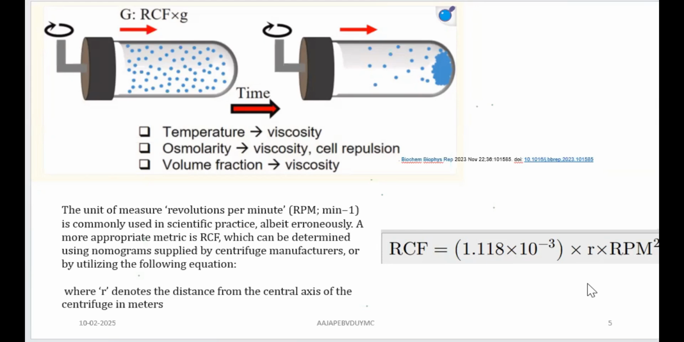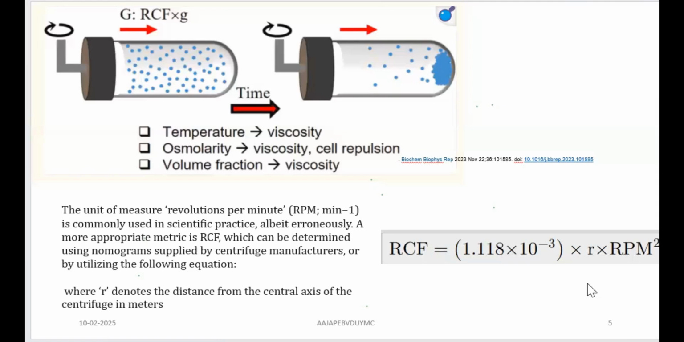So what we do is always express the force acting upon the particle in terms of RCF rather than RPM, because RPM doesn't tell you what is the radius of the centrifuge that you are using, and it is a very important factor. So if it is neglected, then your results will be affected. There will be ambiguity in the work.